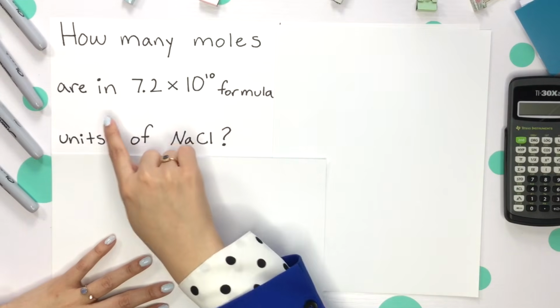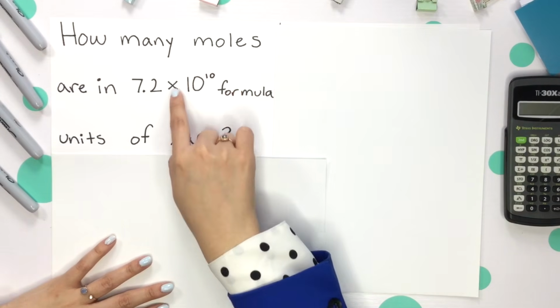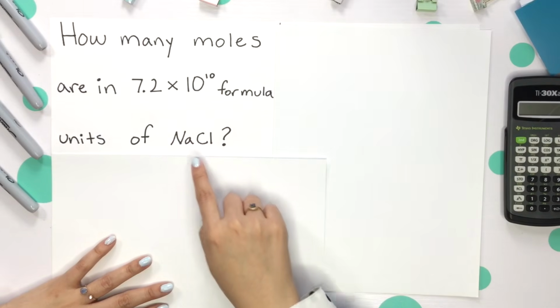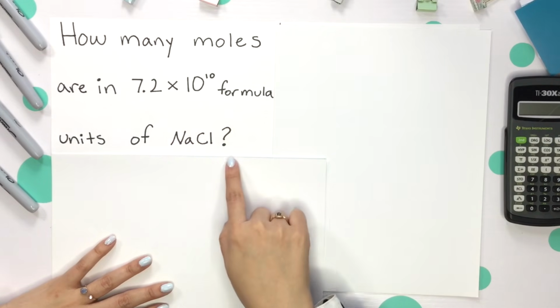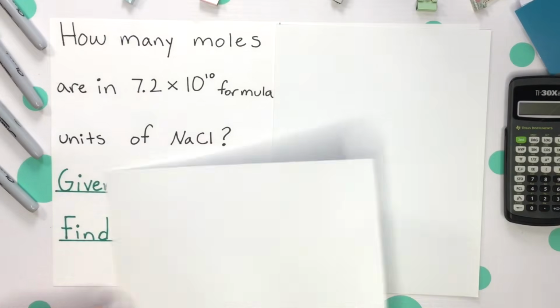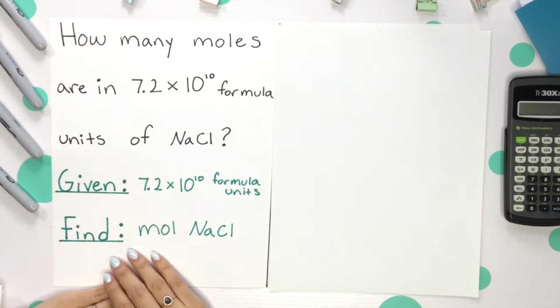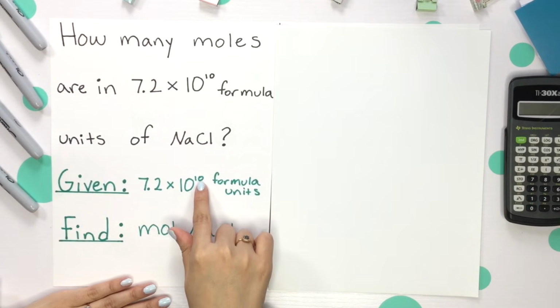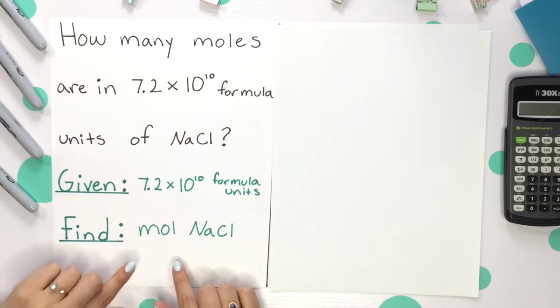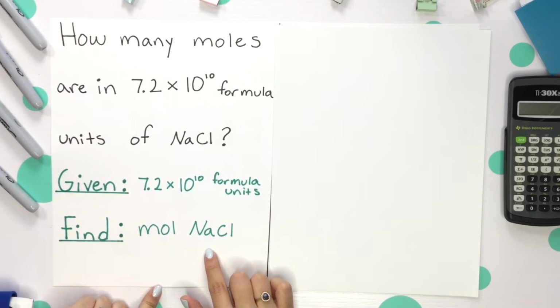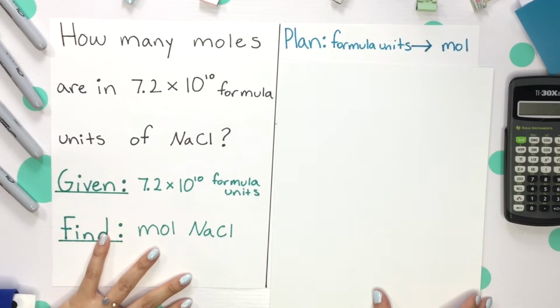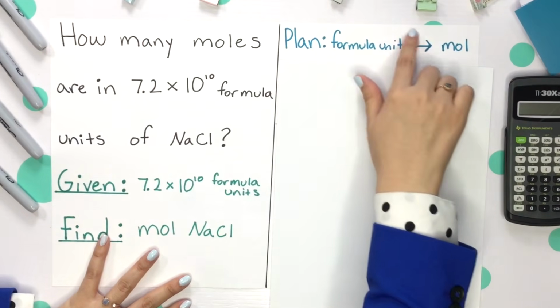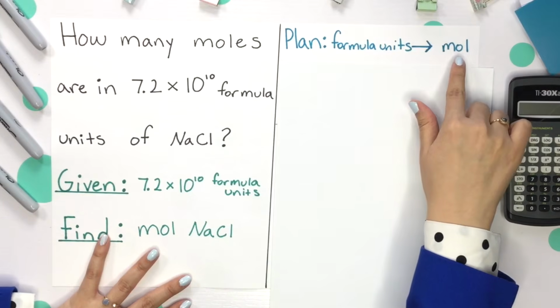How many moles are in 7.2 times 10 to the 10th formula units of NaCl or sodium chloride? As always, figuring out what you're given and what you're finding. So we're given the 7.2 times 10 to the 10th formula units, and we're just going to moles of NaCl. Your plan is going from your given unit of formula units to moles.